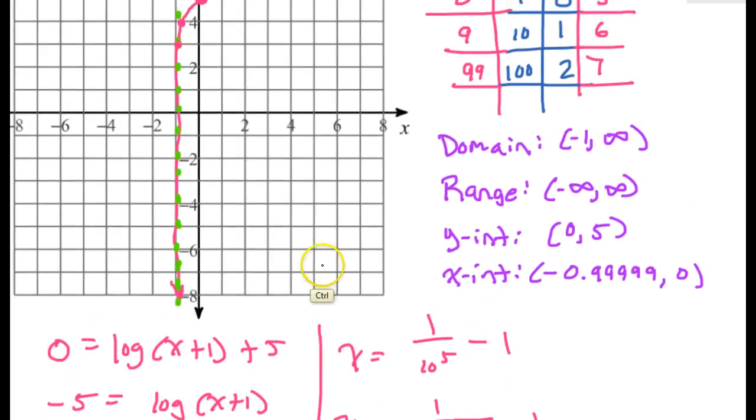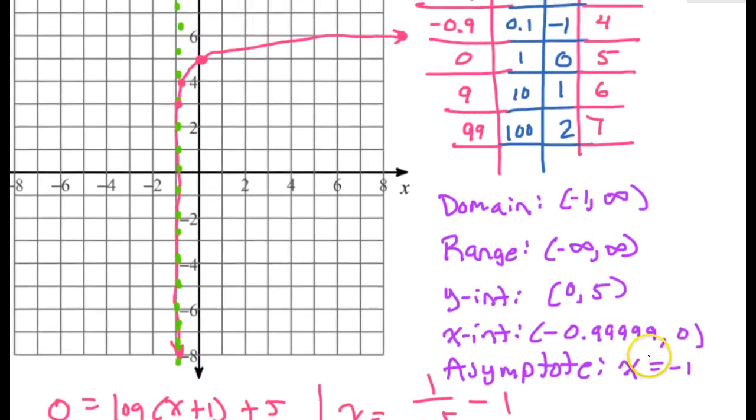The last thing you have to, speaking of the asymptote, you need to be able to say what the asymptote is. So the asymptote, of course, is the vertical line x equals -1. So please, in addition to being able to graph the function, you have to be able to state these 5 things.